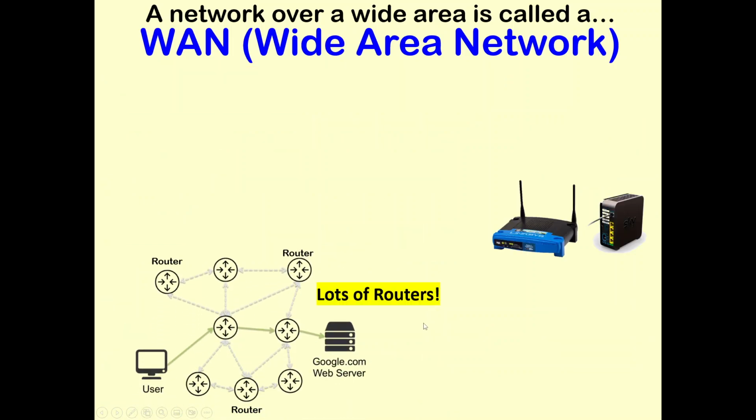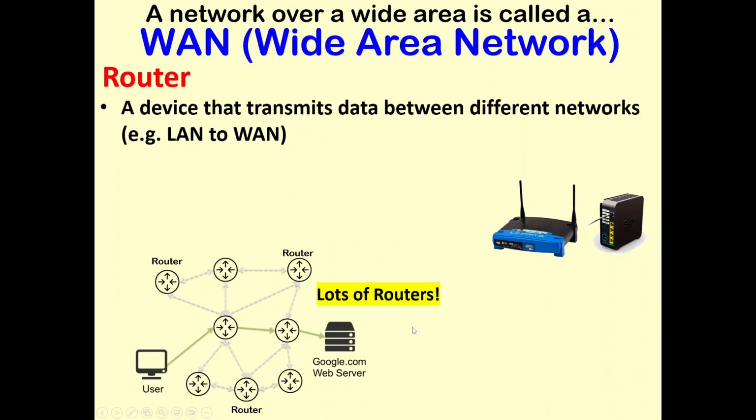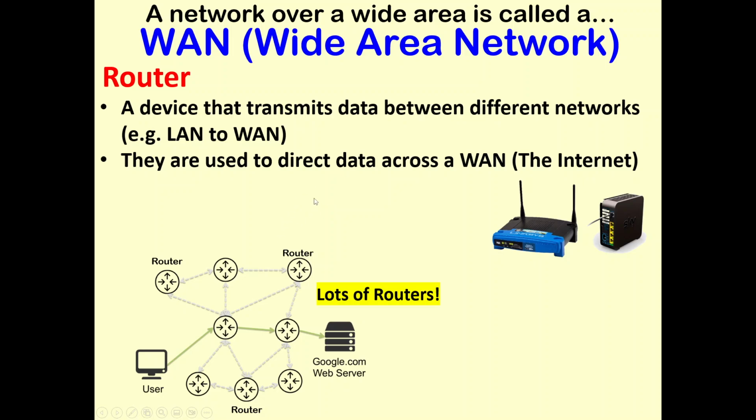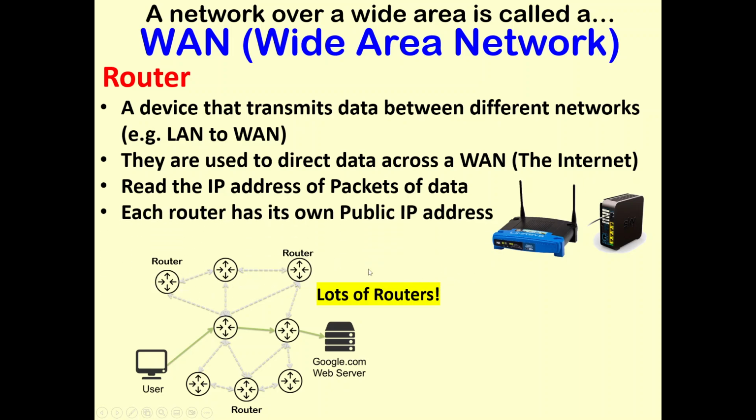So the one main thing to understand is that a WAN makes use of routers, and a router is a device that transmits data between different networks. For example, a LAN to a WAN, it connects them, and they are used to direct the data across a WAN. It reads the IP address of packets of data and sends it onwards, and each router has its own public IP address as well. So a LAN can be connected to the internet. So routers direct the data across a WAN.